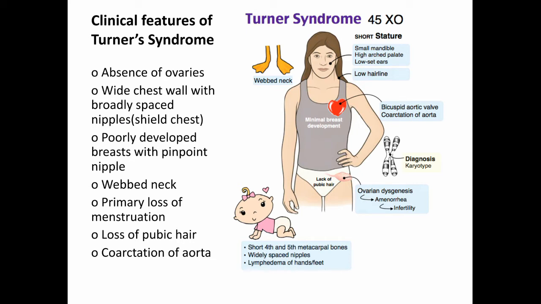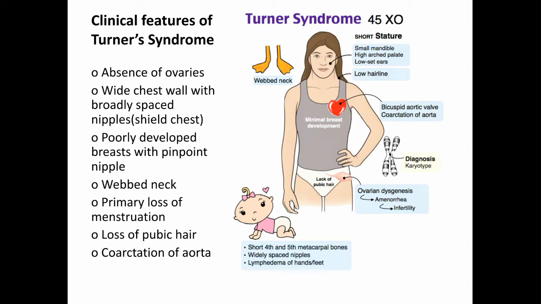Now clinical features of Turner's. So Turner is basically what? A female who is having male like features. Okay, so absence of ovaries. Absence of ovary, that means if the ovaries are absent, naturally there will be amenorrhea or loss of menstruation. So the menstrual cycle will not be there. Due to that, there will be resultant infertility in the female. There will be a wide chest wall with broadly spaced nipples. The condition is called shield chest, and there will be poorly developed breasts with pinpoint nipples. Okay, and webbed neck.